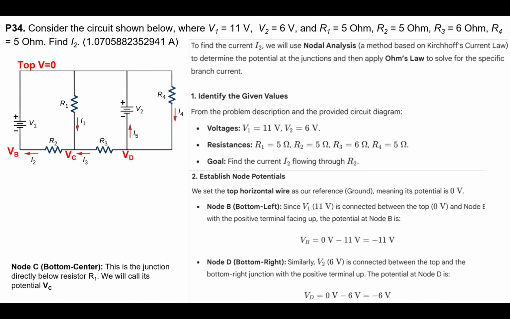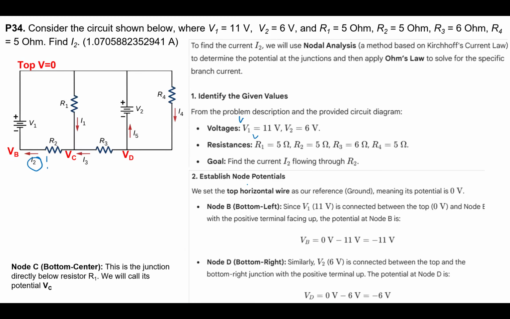Okay, now we have a different situation. So V1 is 11 volt, V2 is given, so the given values are shown here. And then we need to find out I2. Where is I2? Yeah, this is what we want.